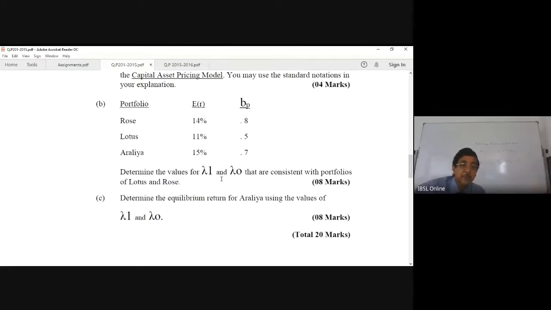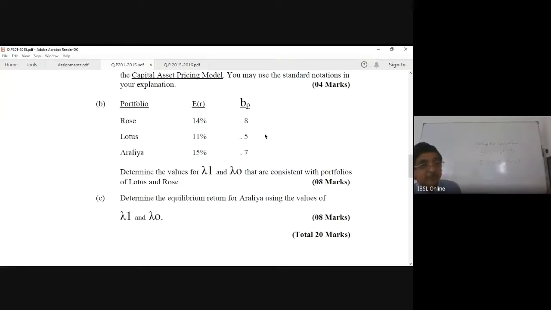Now determine the values for lambda 1 and lambda 0 that are consistent in portfolios of Lotus and Rose. Now BP values are given. What we need to do here is apply these values to the one factor arbitrage pricing equation. So our arbitrage pricing equation is ER is equal to lambda 0 plus lambda 1 BP. The question is about determining the values for lambda 1 and lambda 0 that are consistent with portfolios of Lotus and Rose.